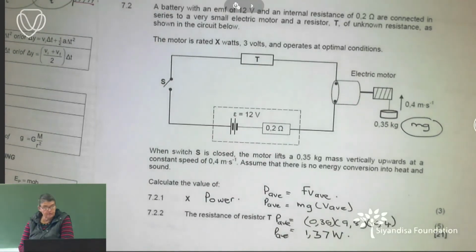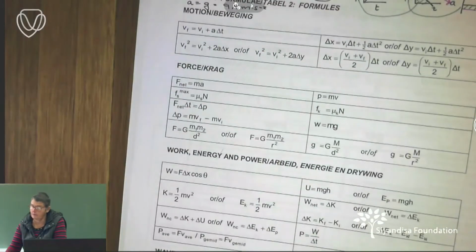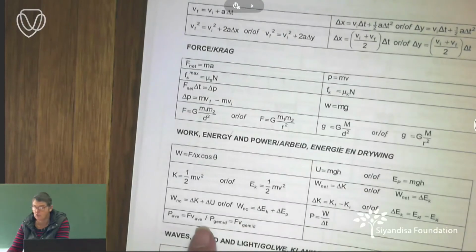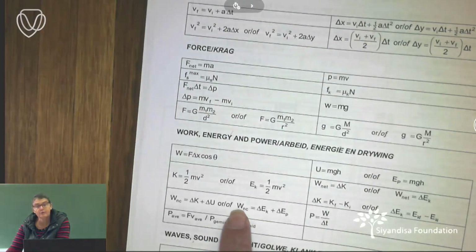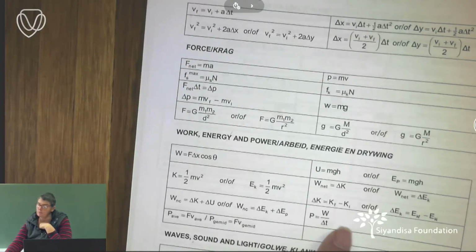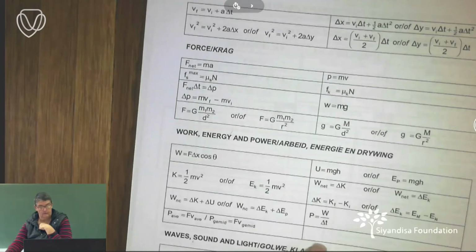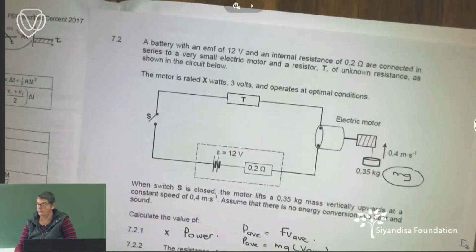We also could have made use of, if we go back here, this formula to get the W non-conservative, which we would have put up top there, divided by the time. And we would have said it would have been 1 second, so we would have divided it by 1. So we would have got to the same answer there.